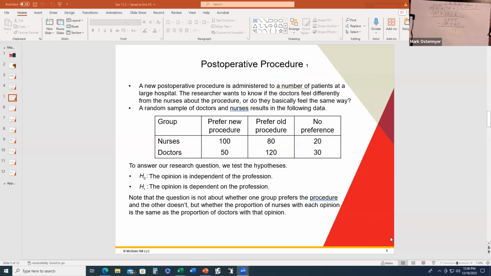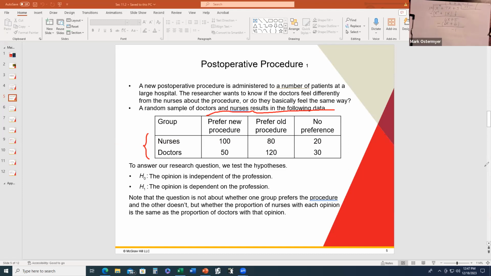Our hypothesis that we'll be testing, the null hypothesis, states that the opinion is independent of the profession. So we have two categorical variables: profession, whether you're a nurse or a doctor, and the opinion category, which is prefer the new procedure, prefer the old procedure, or no preference. So we want to see if these two categorical variables are dependent or independent of each other. And so therefore, we will conduct a chi-square test of independence.